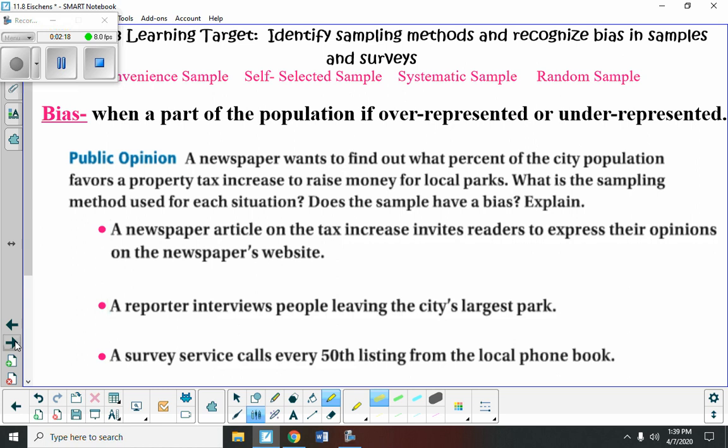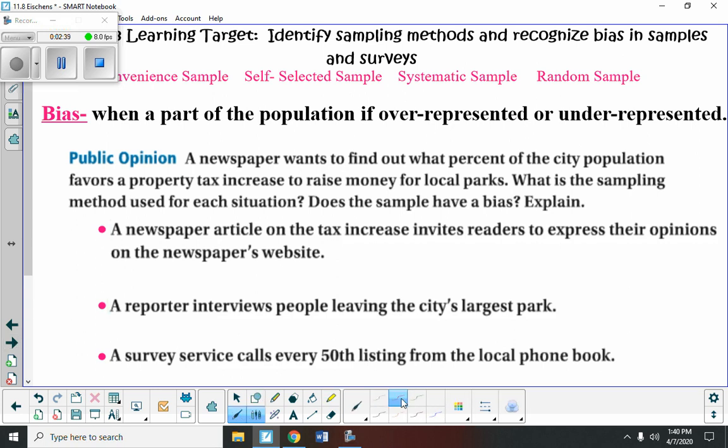All right, now a bias is when a part of the population is overrepresented or underrepresented. So here's an example. The newspaper wants to find out what percent of the city population favors a property tax increase to raise money for local parks. What is the sampling method used for each situation, and does it have a bias?